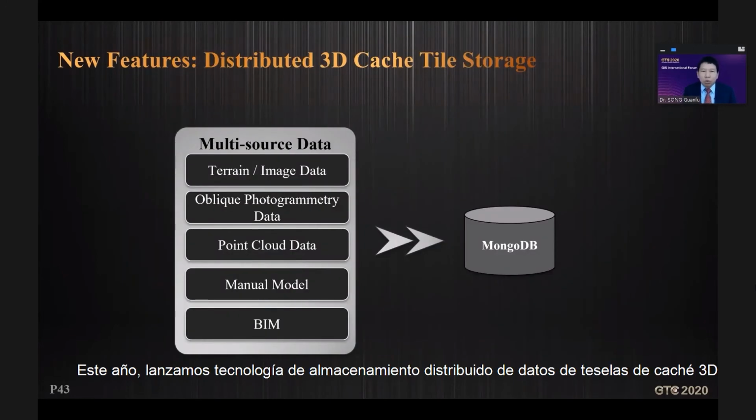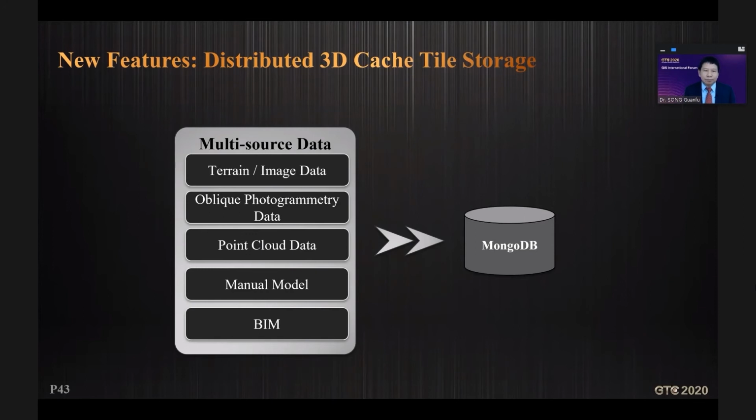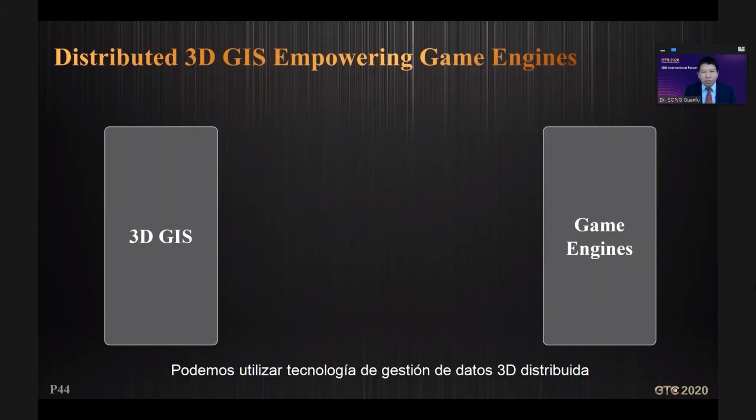This year, we released the distributed storage technology of 3D cache tile data. Based on it, we can input multi-source 3D data into MongoDB in order to improve the performance of 3D rendering. We can use distributed 3D data management technology to empower game engines. GIS has very strong analysis functions, and the game engine has better rendering effect. We can combine those 2 technologies.